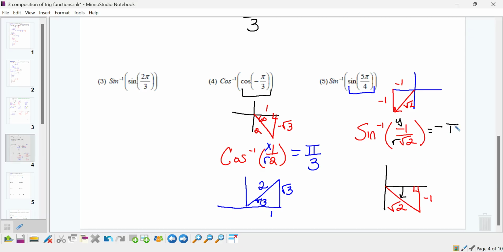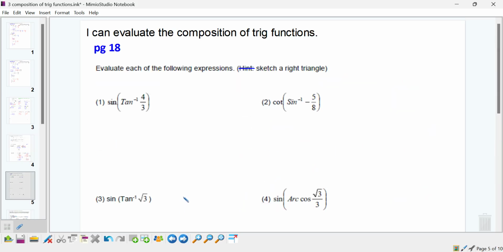And so that would be an angle here of negative pi over 4. So it's the same kind of problems like the warm-up, but just double step. Sometimes you're doing the original trig function, and sometimes you're doing the inverse. All right, let's try page 18.